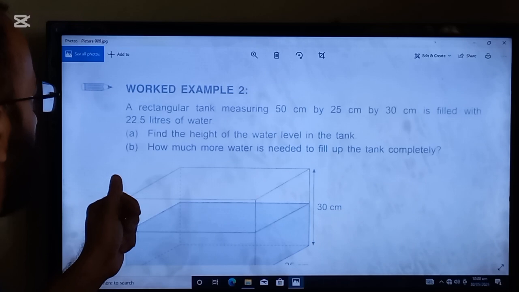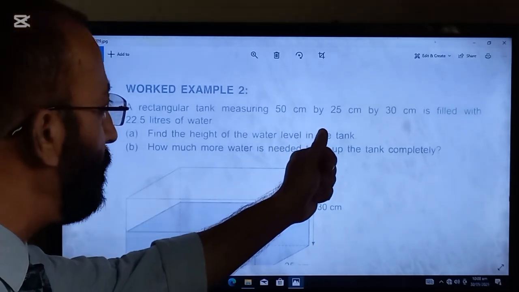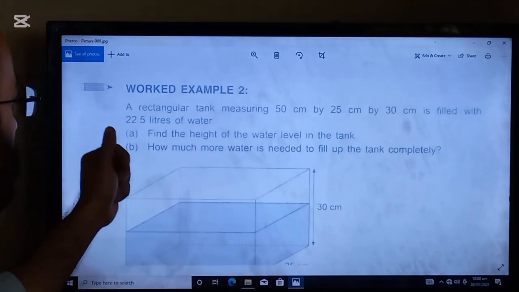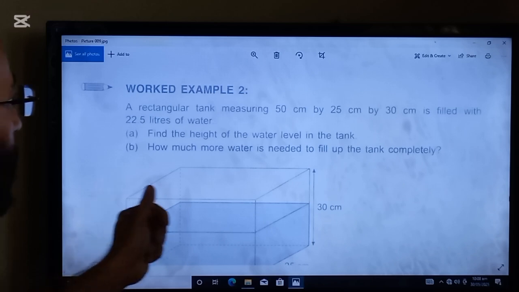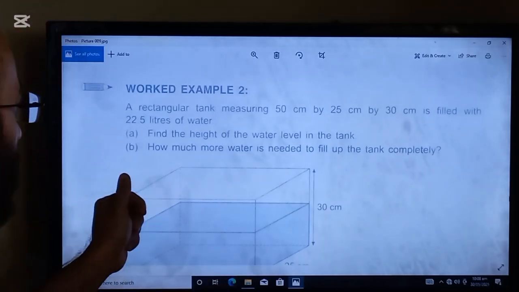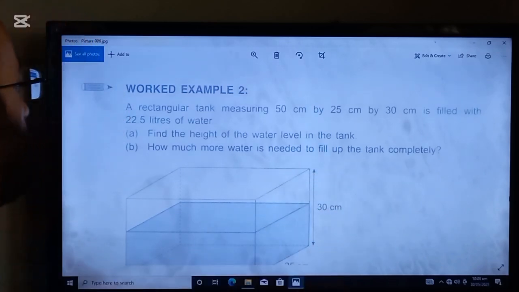The next question is: a rectangular tank measuring 50 centimeters by 25 centimeters by 30 centimeters is filled with 22.5 liters of water. Find the height of the water level in the tank. The second part is: how much more water is needed to fill up the tank completely?